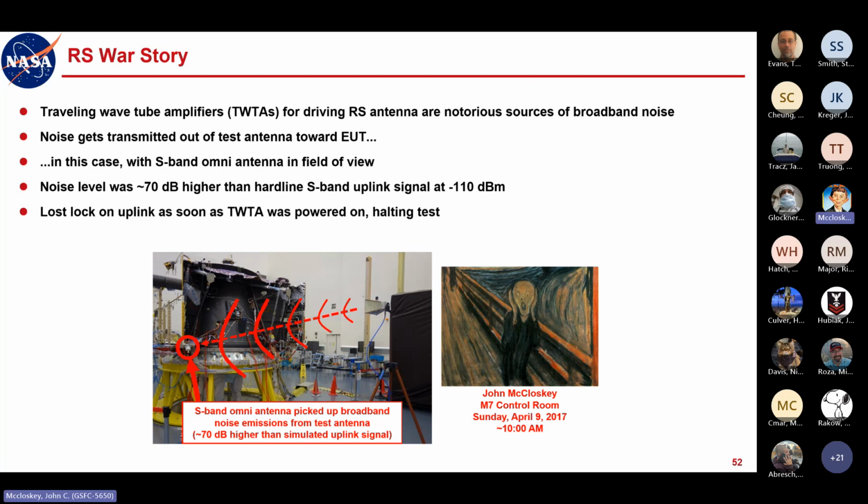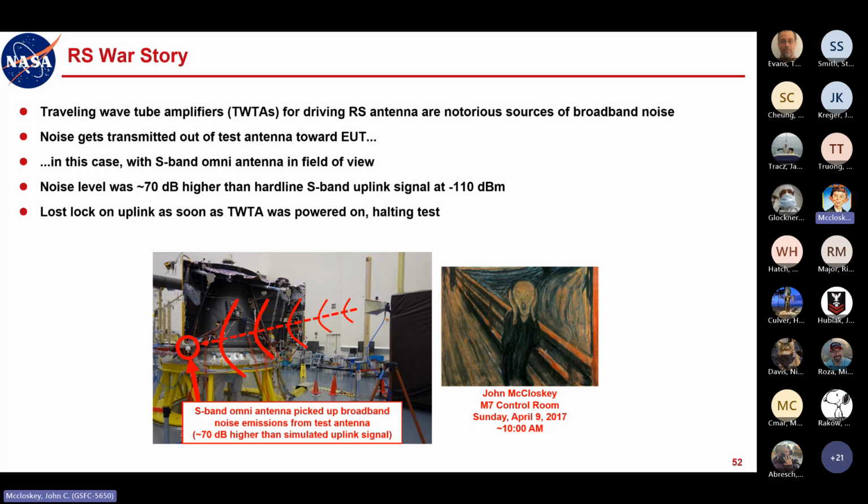There were several dozen people in the control room, and we were all set up, CDH go, power go, going around the room. Okay, we're go. Then my team flips on the TWTA, and we lost lock on our uplink signal, and now it's, okay, John, what the heck do we do now? And it was a very intense, probably one of the more intense couple hours of my life, and certainly of my career.